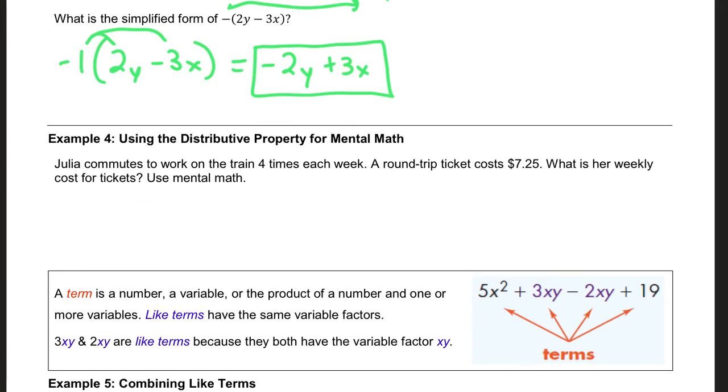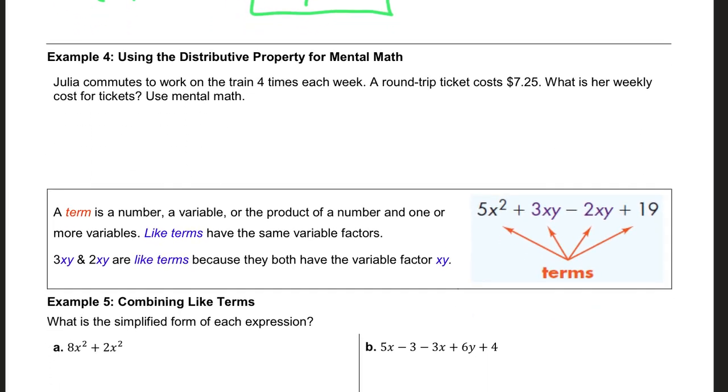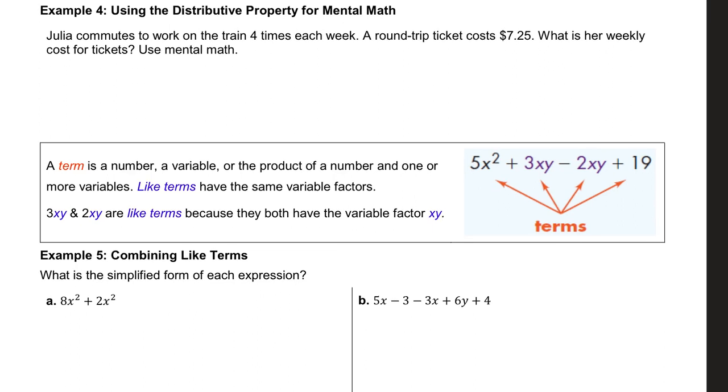So a useful way you can use the distributive property in everyday life is to do some mental math. So in example 4, it talks about Julia, and she commutes to work on a train 4 times a week. A round-trip ticket costs $7.25, and we're finding the weekly cost using mental math. So I want you to try to do this without a calculator. But if I'm looking at this, a way I look at this is I break it apart in my head to do this mental math.